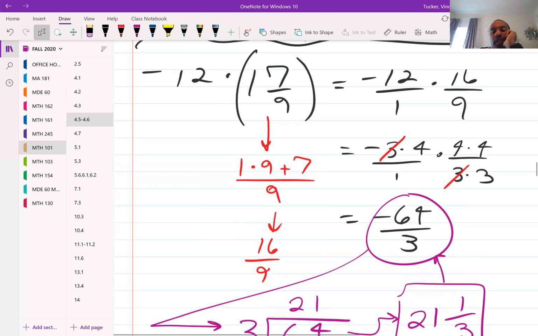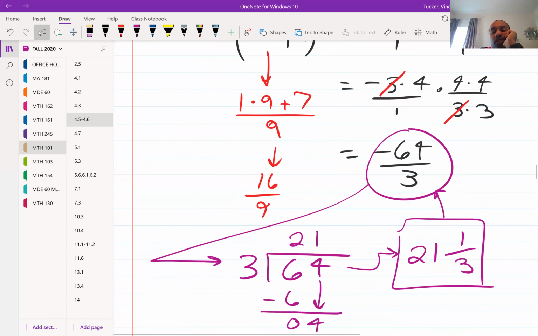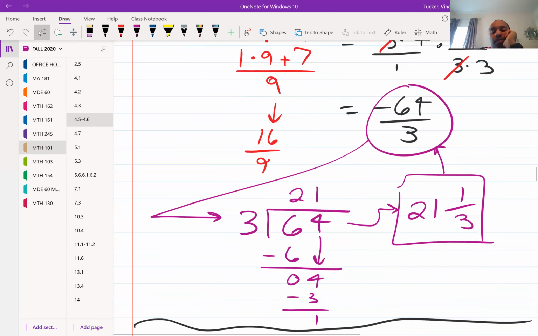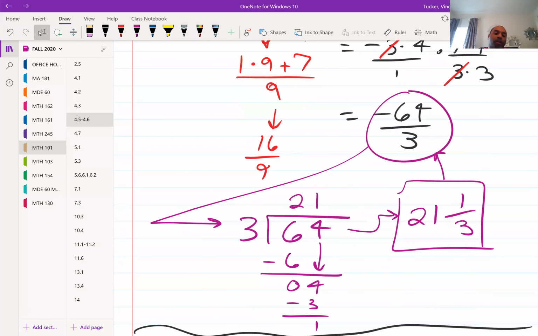All right. And then down here, I was saying that if you want to convert it back to a mixed number, take 3 divided into 64. So it goes into 6 twice. 6 minus 6 is 0. Break down your 4. 3 goes into 4 once. 1 times 3 is 3. 4 minus 3 is 1. So it'll be 21 and then 1/3.